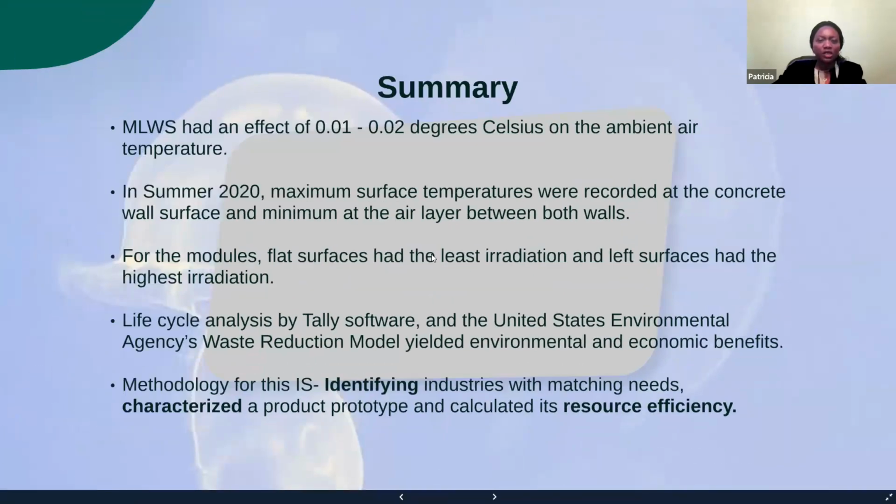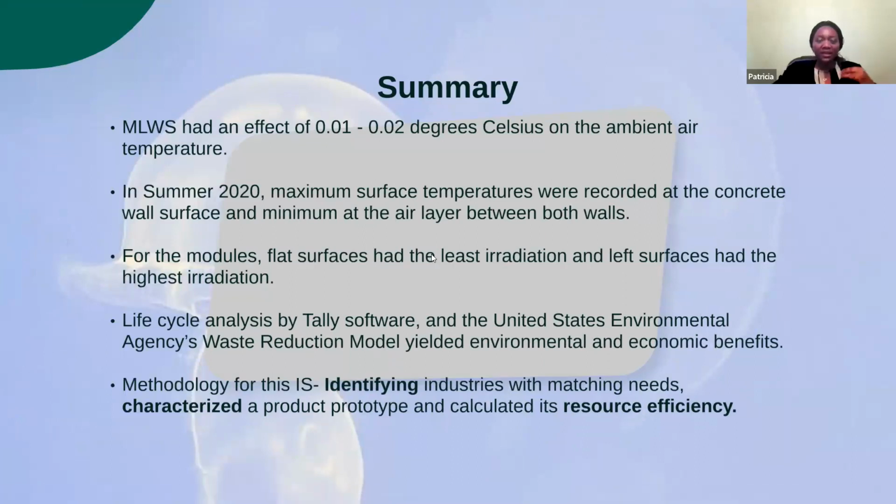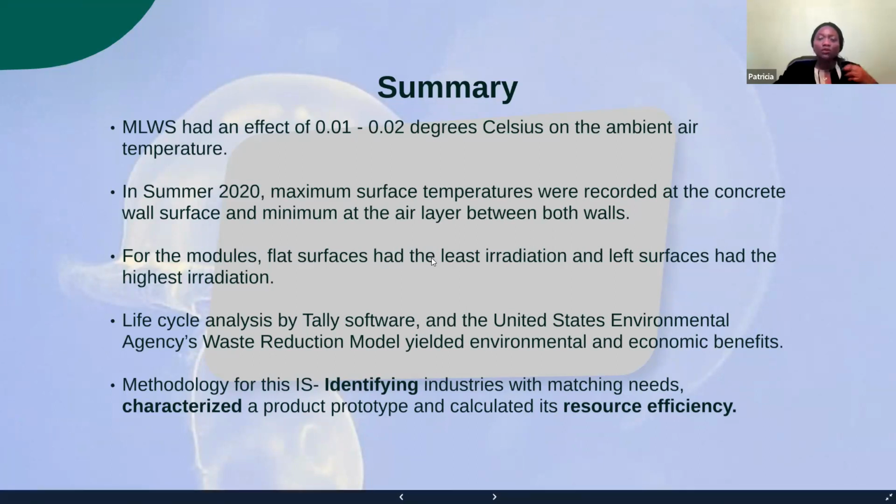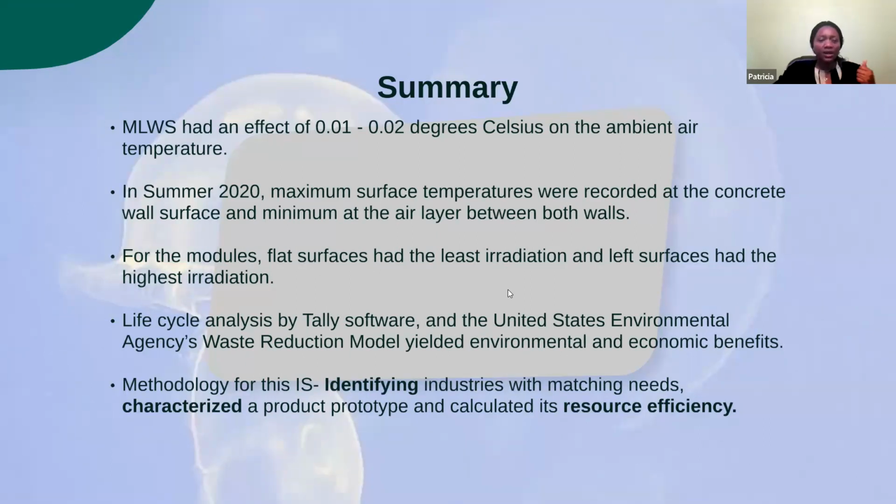So for the summary of this study, we said the modular living wall system had an effect of 1 to 2%, that is 0.01 to 0.02 degrees Celsius on the ambient air temperature. And then in the summer, the maximum surface temperatures were recorded at the concrete wall surface and minimum at the air layer between the two walls. And then for the modules, the flat surfaces had the least irradiation and left surfaces had the highest irradiation.